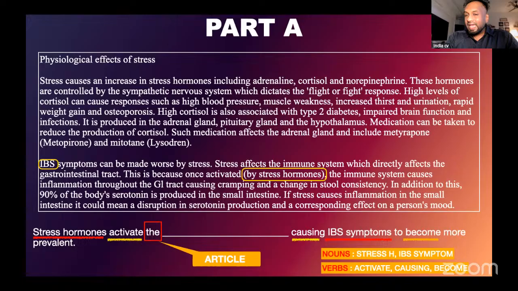This is because once activated, now remove that bracket. Forget that bracket, it's not there. Ignore it. And if you read the full line, this is because once activated, the immune system causes inflammation throughout the GI tract, causing cramping and a change in stool consistency. What do you understand? It is not directly given that stress hormone activates the immune system. It is just bypassing that because of the brackets. So what is it activating?